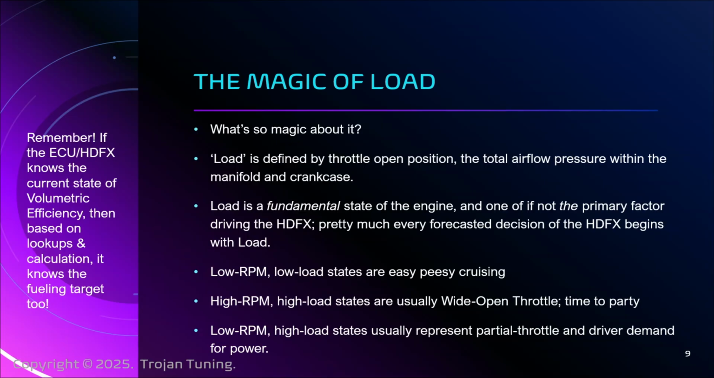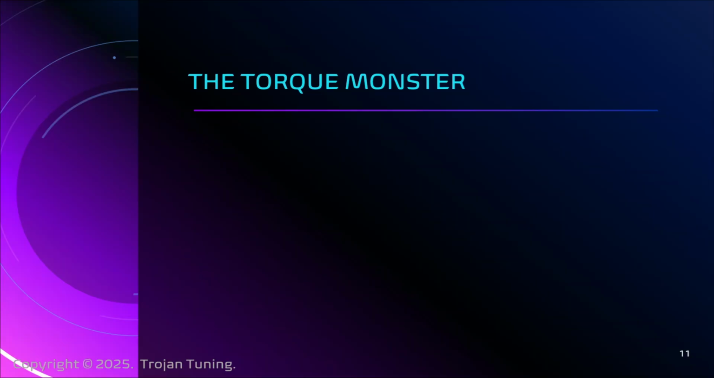A little sidebar here. Remember, if the ECU knows the volumetric efficiency, if it knows what the load is, it automatically knows what fuel is too. Fuel comes along for the ride because of the lookups and calculations. Previously, we've talked about how that happens, or that it does happen. This is the real guts of it. The HDFX is the thing in the middle that sees load spike, and it automatically says, gotta have more fuel. And how I get from low fueling to high fueling, tipping in and all that, I can figure out now that I've sensed this. So load, very primary. The torque monster.